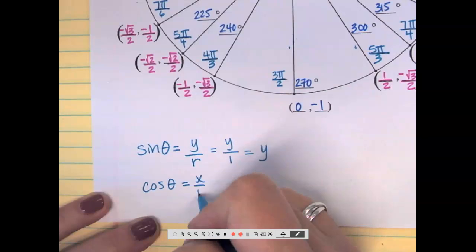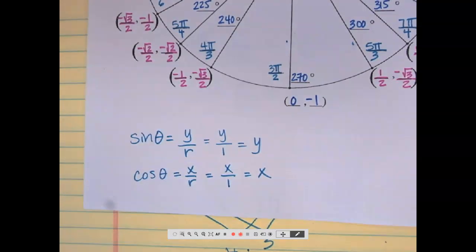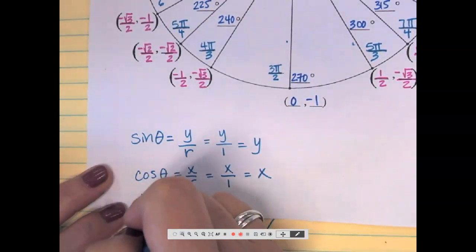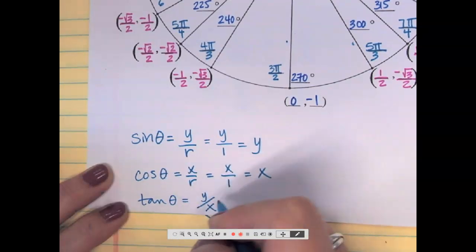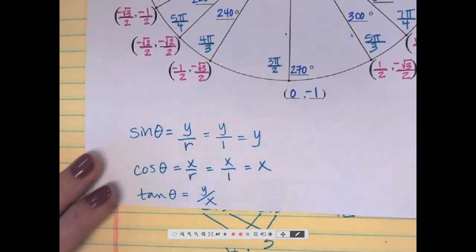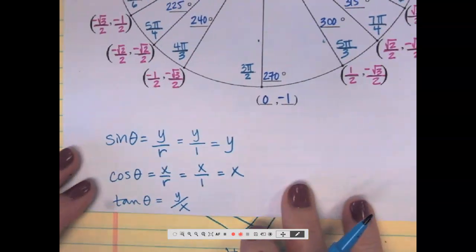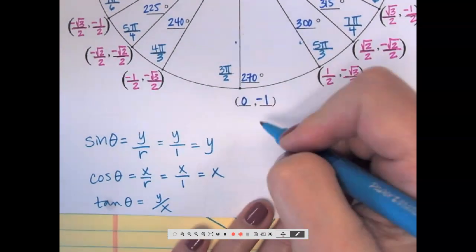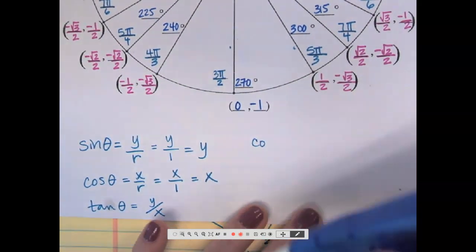But r on this circle is 1. So really, if I want to know the cosine, I just look at the x coordinate. Okay, tangent is what? Y over x, and I don't think I can do anything to reduce that, so we'll just leave that. Okay, then let's go across here and put the reciprocals. Ooh, I messed up. Put a note there.